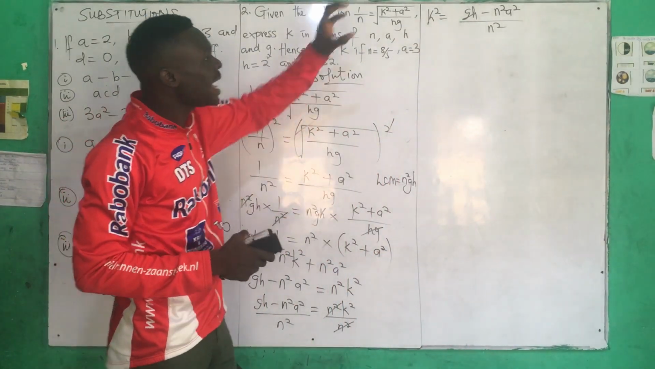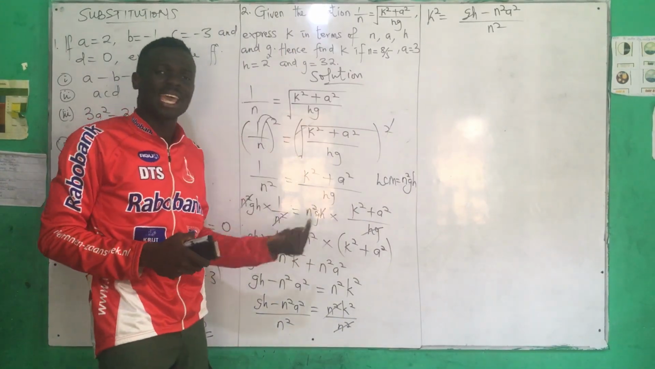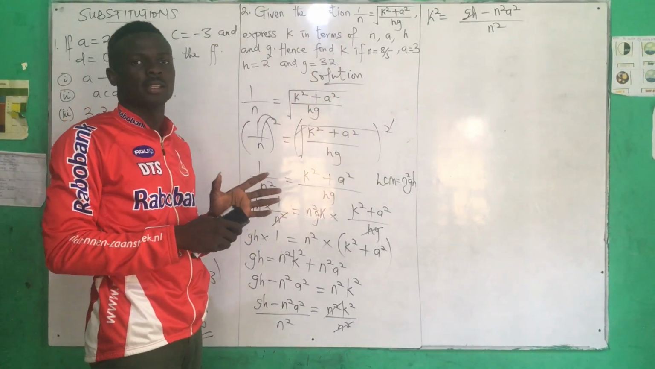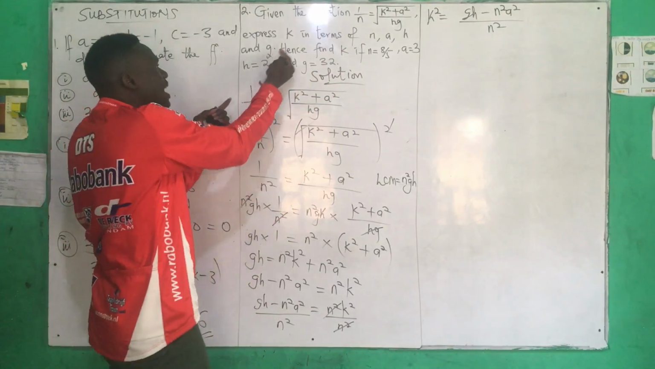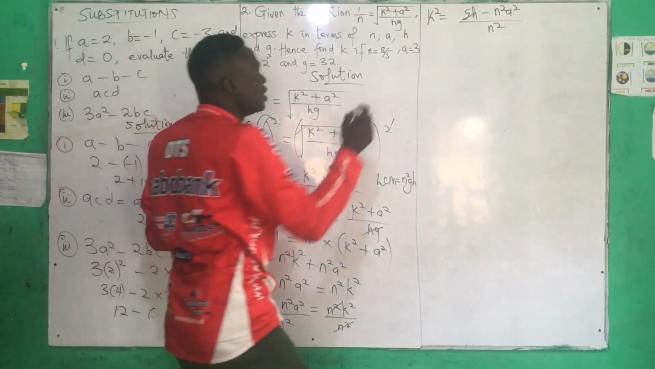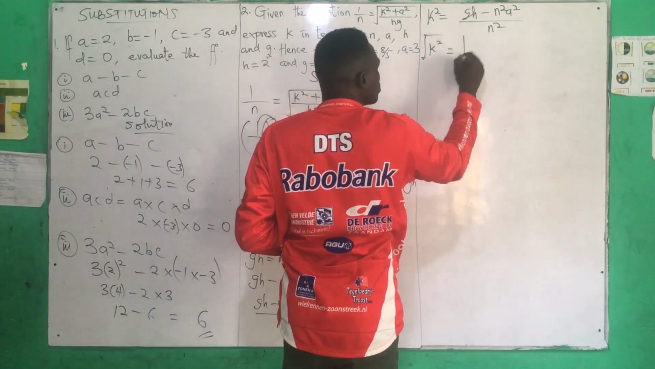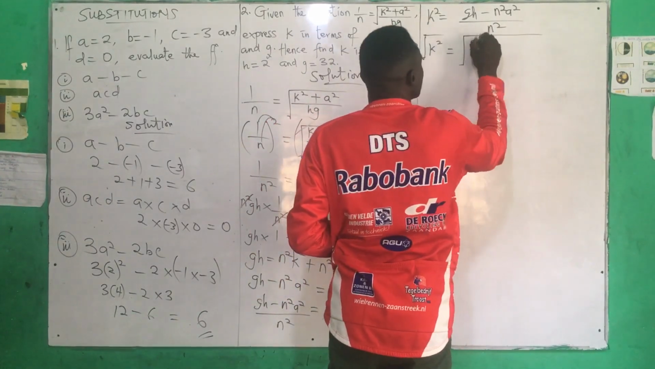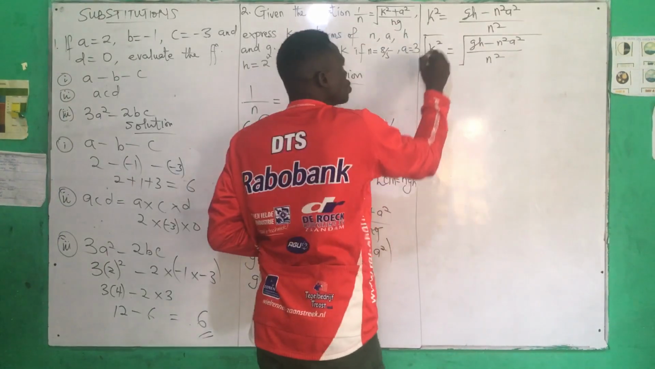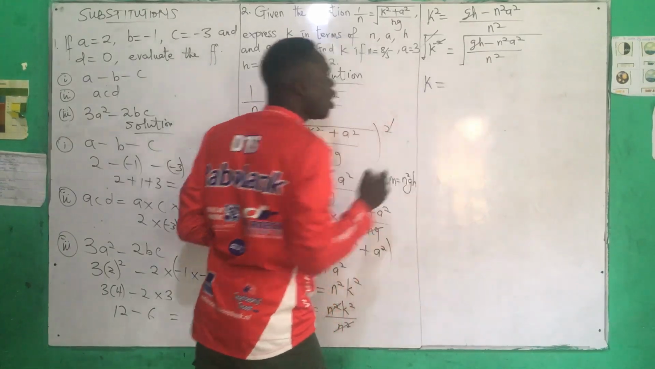Again, we are to make k the subject, not k squared. So now that the k is having a square, we are going to square root both sides so that the k can now be expressed in terms of the other variables. So we are going to square root this side, then we also square root this side, all over n squared. So now this cancels out. Now you have k is equal to.